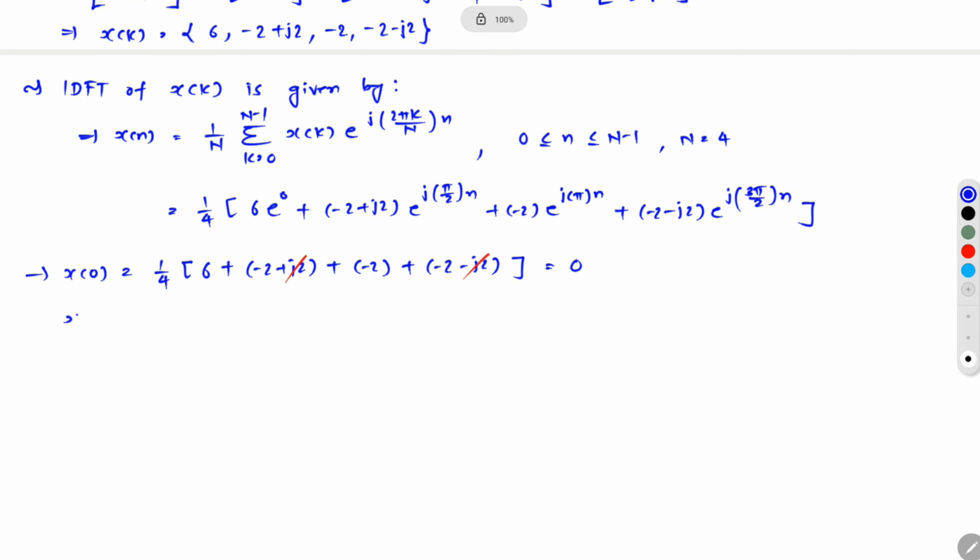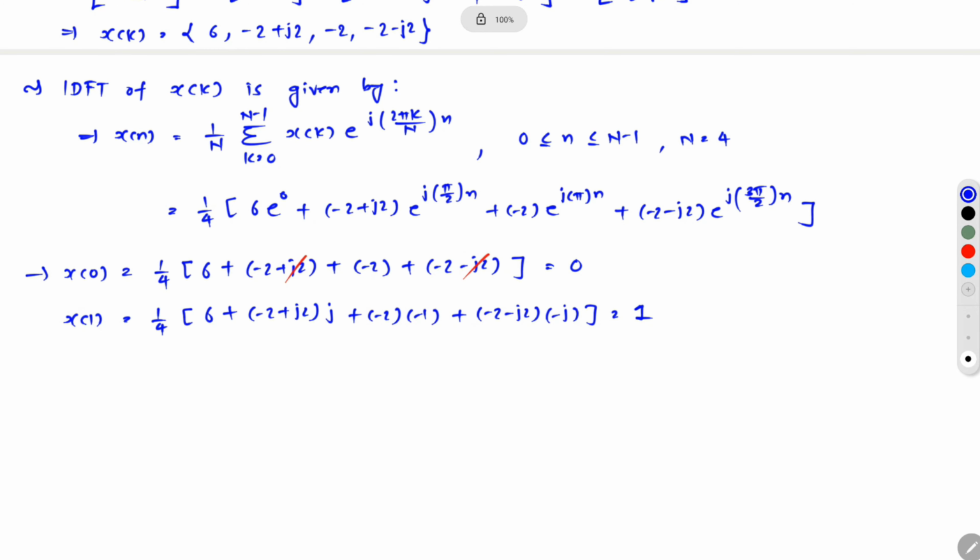Similarly, we will identify x of 1. Here small n is equal to 1, which we will place. So we have 6 plus minus 2 plus j2. Now see, with small n equal to 1, e to the power j pi by 2, one should know, is plus j. Then we have minus 2, e to the power j pi, that is minus 1. Then we have minus 2 minus j2, e to the power j 3 pi by 2, that is minus j. Now simply solve this, and you will get 1 only.